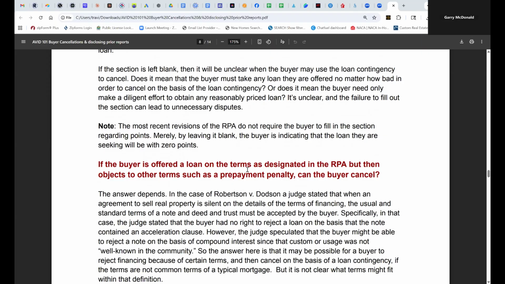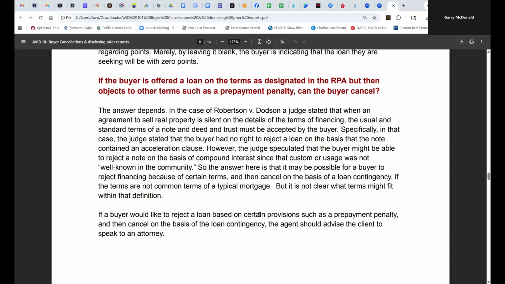Quick note, the most recent revisions of the RPA do not require the buyer to fill in the section regarding points. Merely by leaving it blank, the buyer is indicating that the loan they are seeking will be with 0 points.